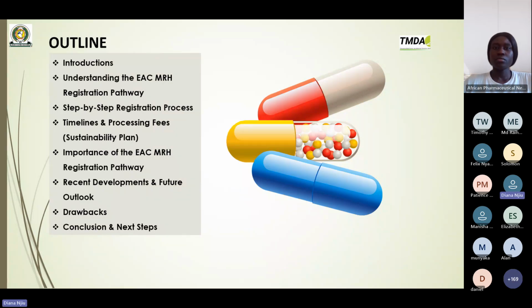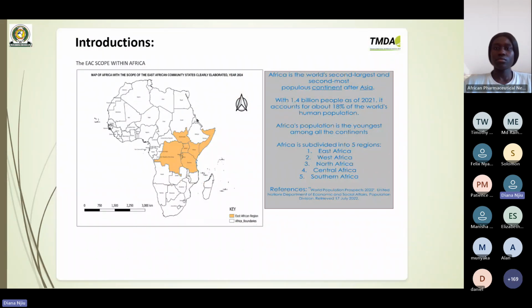Within Africa, the East African Community is a region of 8 partner states, as we have mentioned before: Burundi, Congo, the Republic of Kenya, the Republic of Rwanda, the Federal Republic of Somalia, the Republic of South Sudan, the Republic of Uganda, and the Republic of Tanzania, with its headquarters in Arusha.